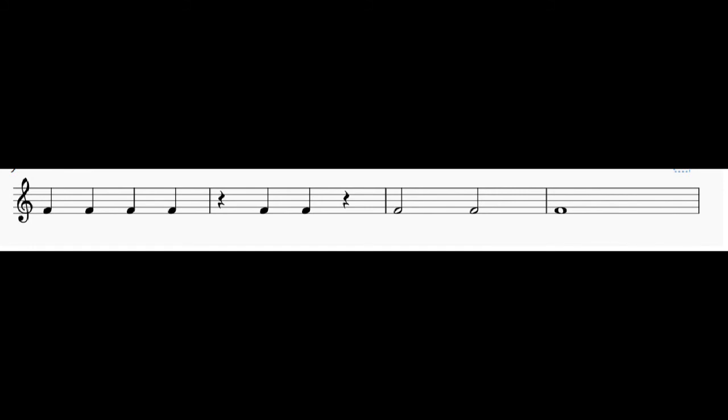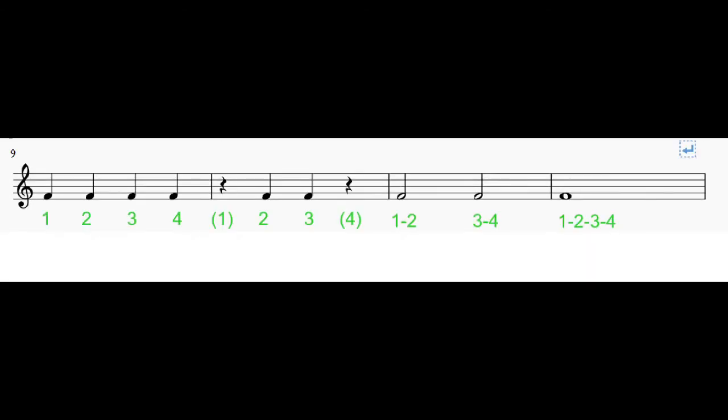Alright, so now that you've paused it, hopefully, and come back to it, here are the counts. So you have 4 quarter notes, so those are easy. 1, 2, 3, 4. That 1 in parentheses, 2, 3, 4 in parentheses, 1-2 because you're holding it, and then 3-4, and then finally 1-2-3-4.